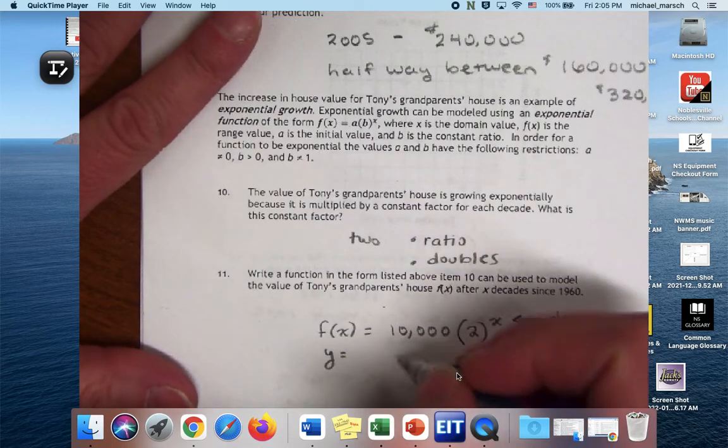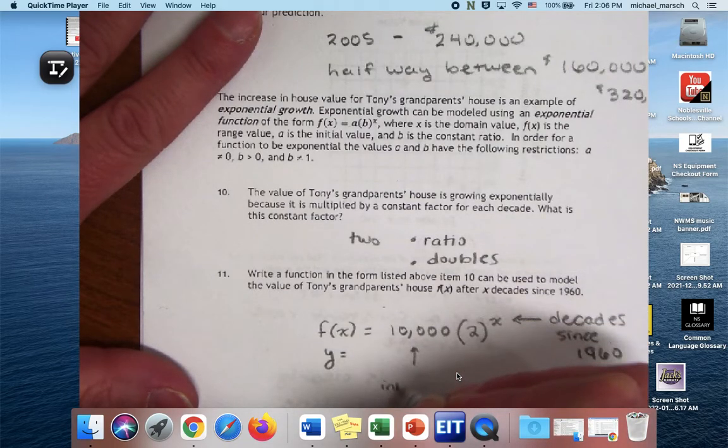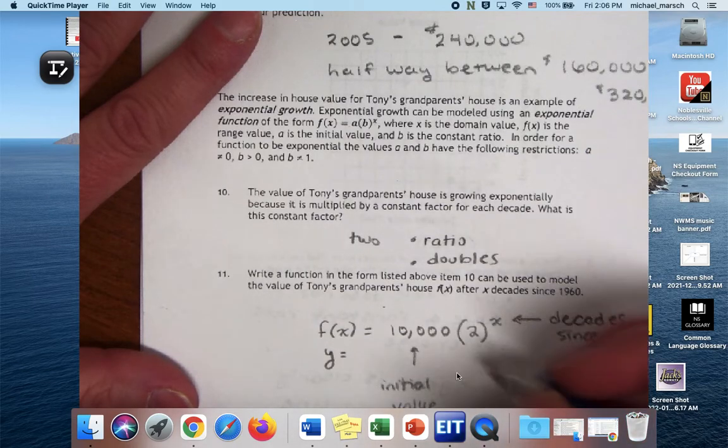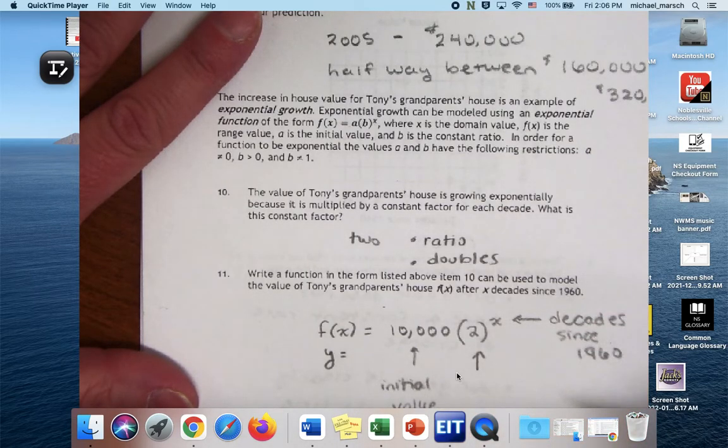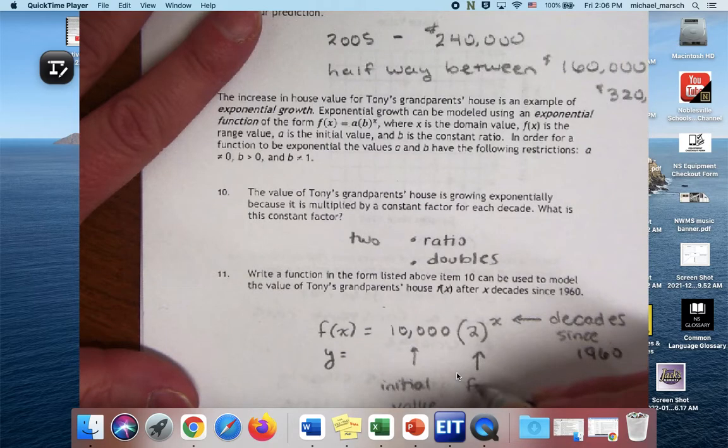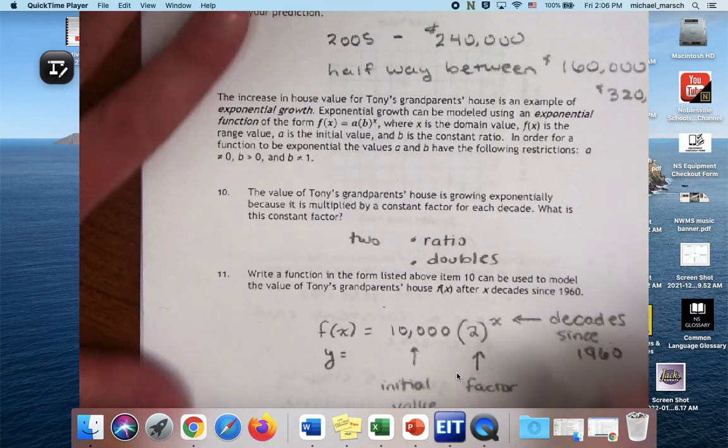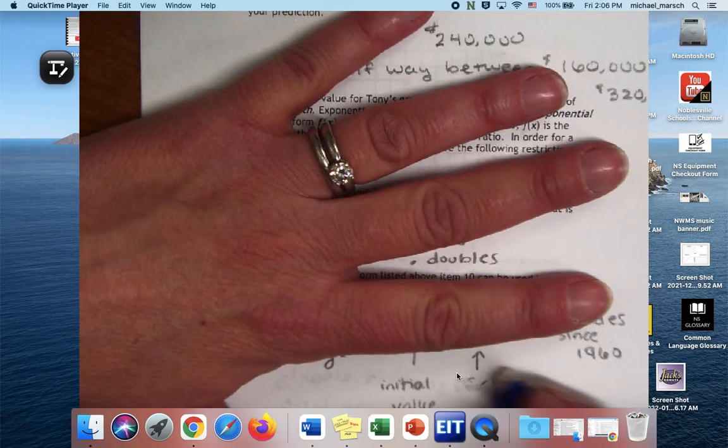So let's label this 2. This is our initial value. And this is our factor. Well, we'll write constant factor. We'll stay with the same vocabulary.